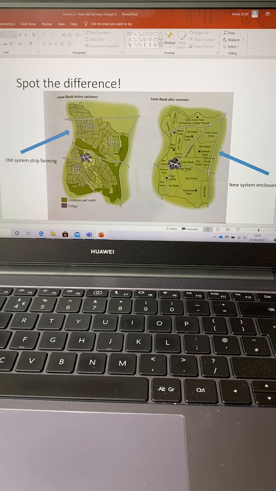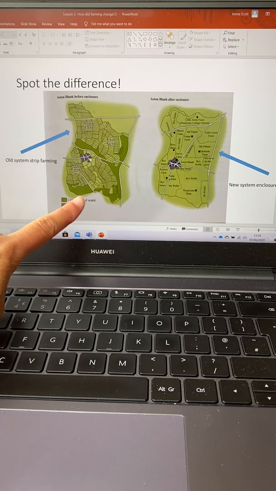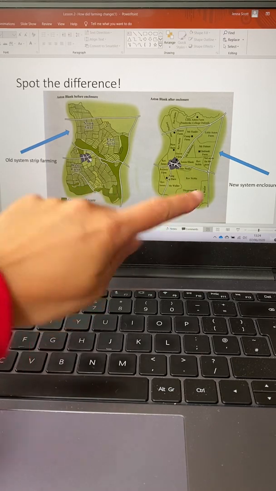Next, we've got a couple of little pictures. So can you spot the difference between the two? What has changed between the picture here and the picture there?